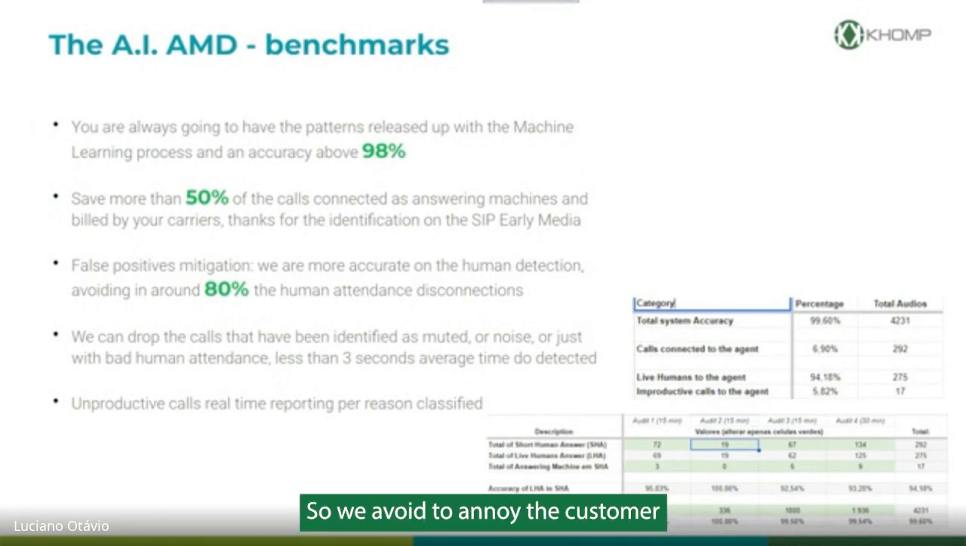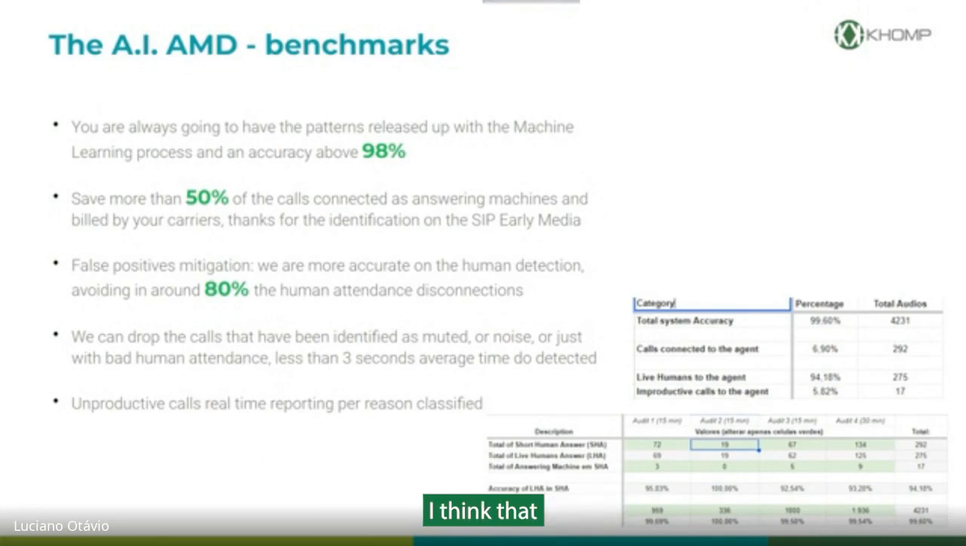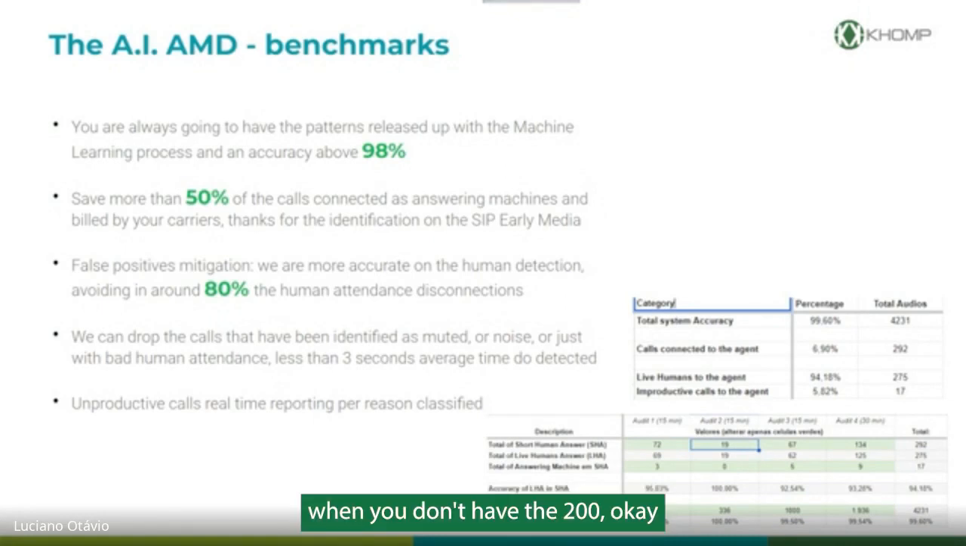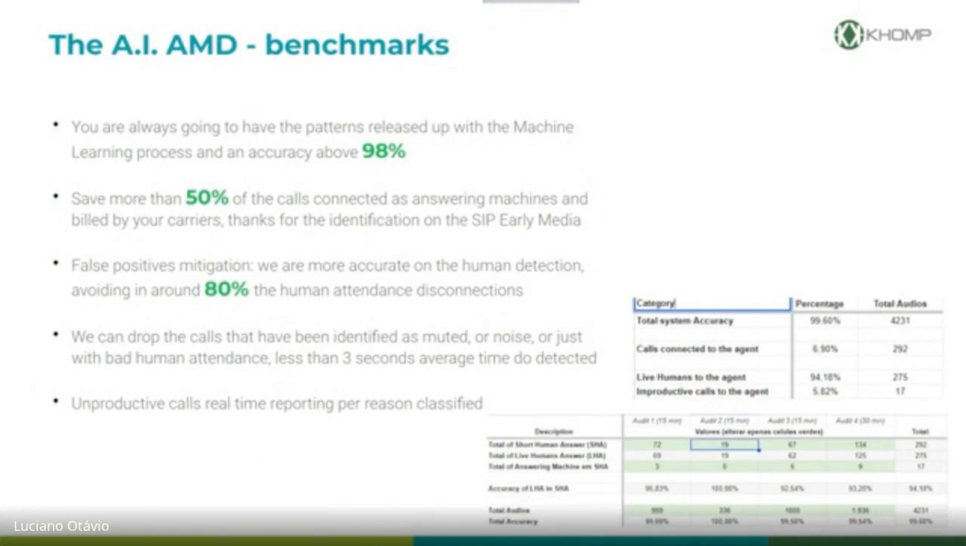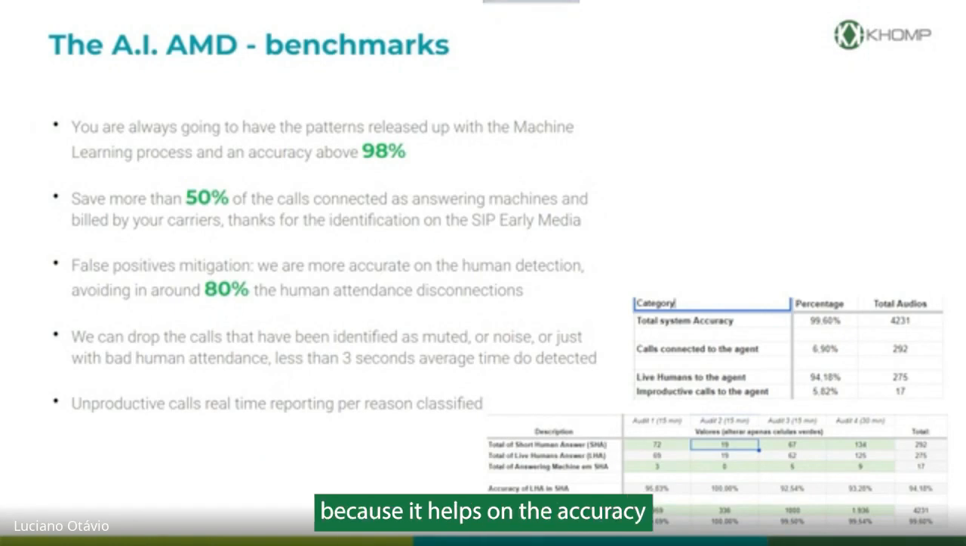So we avoid annoying the customer, firstly, and for a lot of carriers, we avoid the billing, because there are some carriers, I think most of the carriers in the United States and worldwide, that do not charge you when you don't have the 200 OK connection from the customer side. So it represents a real saving for your campaigns, for your predictive dialers.